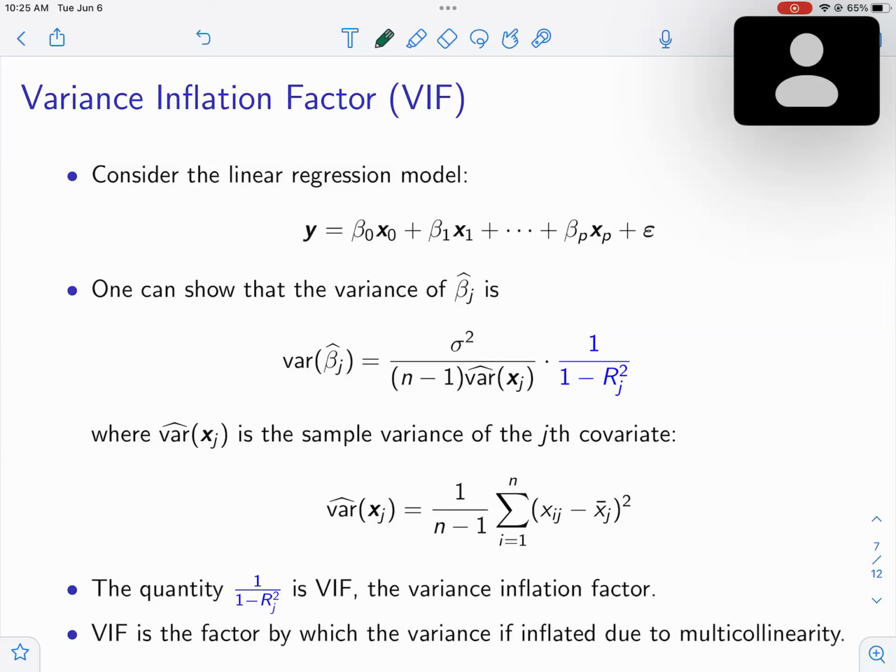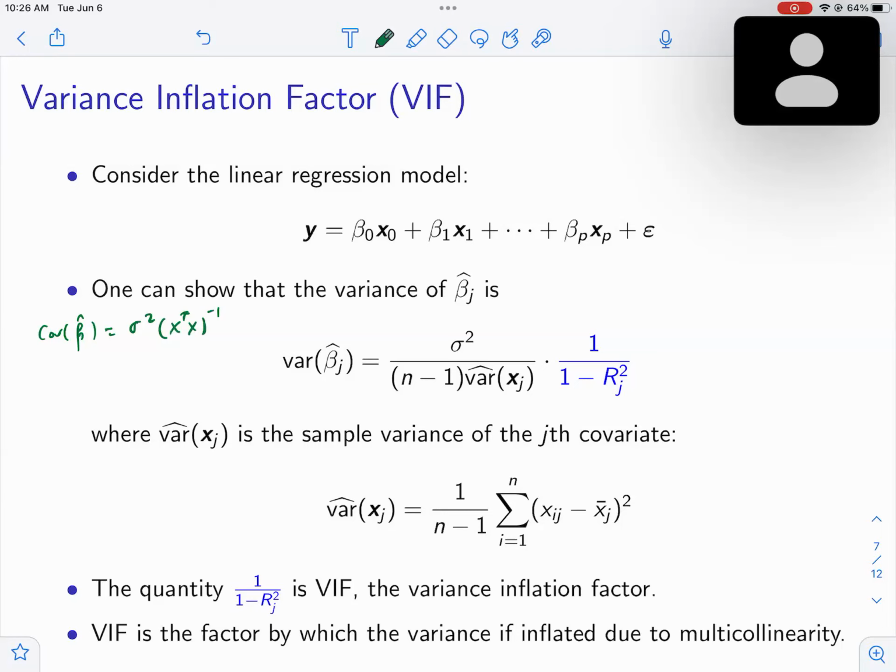Correct. Beta hat is a vector, so we have the covariance matrix of beta hat. Here, I want to look at the jth element, just the diagonal of that matrix. What was the covariance matrix? It was sigma squared times (X transpose X) inverse. You don't really know sigma squared, so we approximate it.